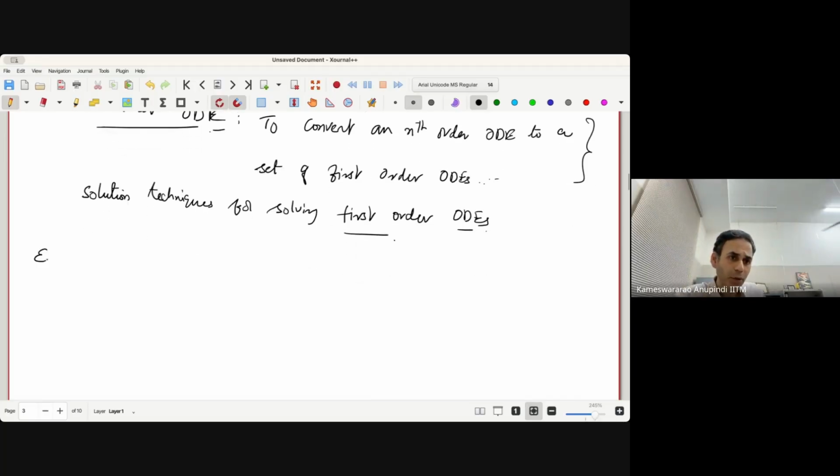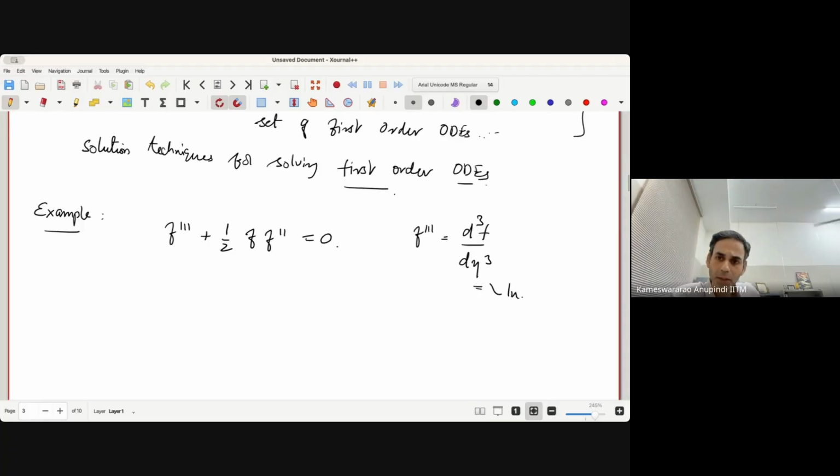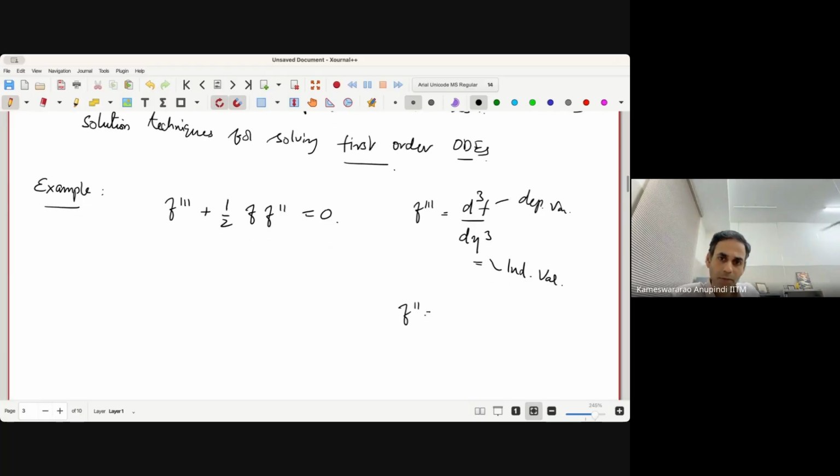So let's look at an example of a higher order ODE. Let us look at a third order ODE. Let us consider an ODE which is f triple prime plus half f double prime equal to 0. When I say f triple prime here, we are referring to d cube f by d eta cube, where eta is my independent variable and f is my dependent variable. Similarly, when we say f double prime, we are saying d square f by d eta square.